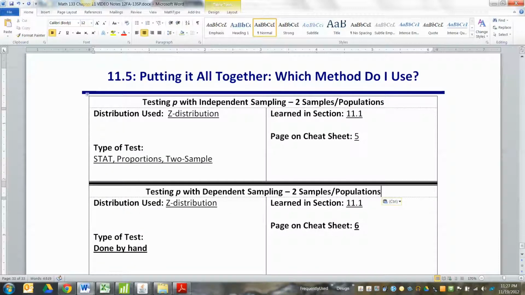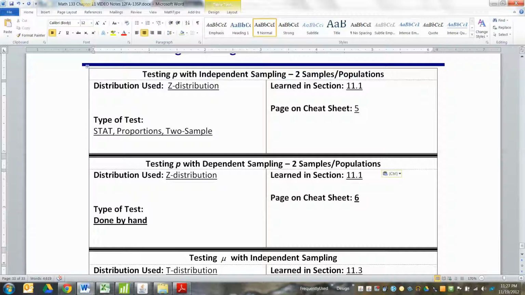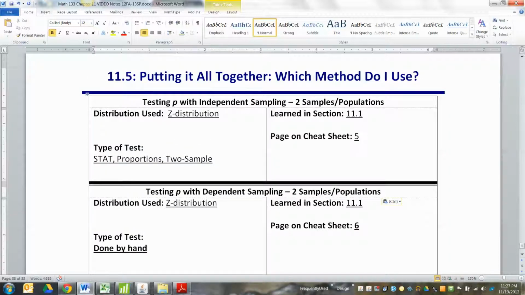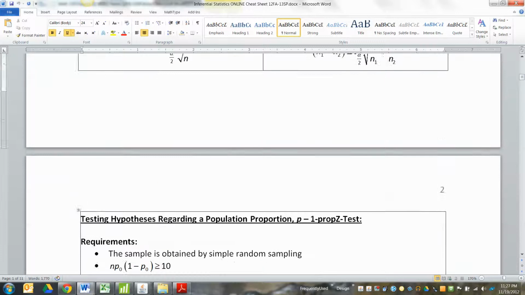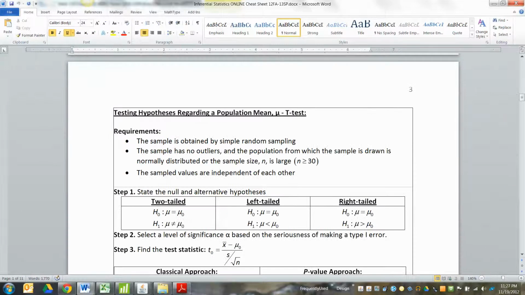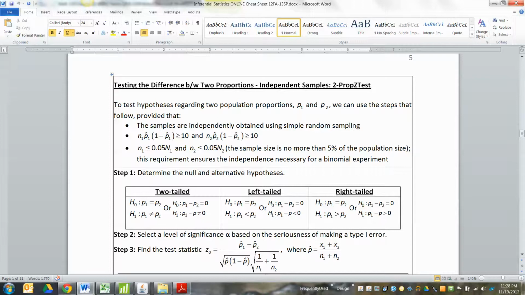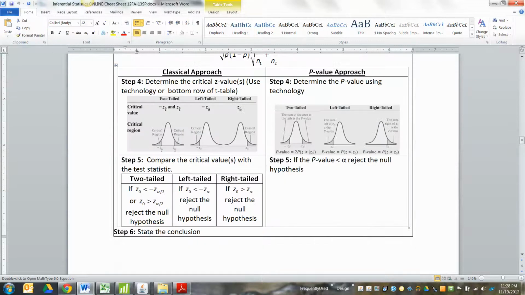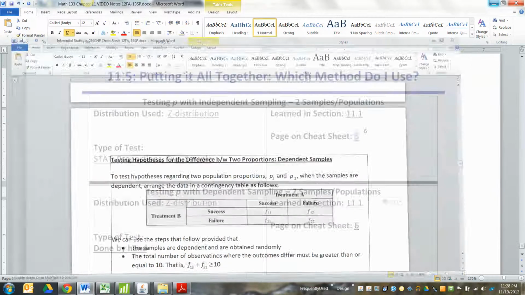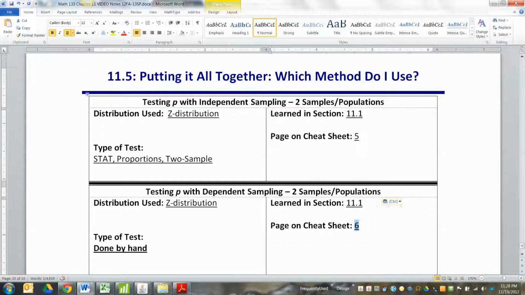So down here, when you're dealing with P with dependent sampling, both of these use the Z distribution, so I should have mentioned that. And this one's the one we learned in 11.1, this one we learned in 11.1. This one was page 5 of the inferential statistics cheat sheet. Let me double check that. Yep, 2 prop Z test. Yep, page 5. And then the other one's page 6. So that's that.